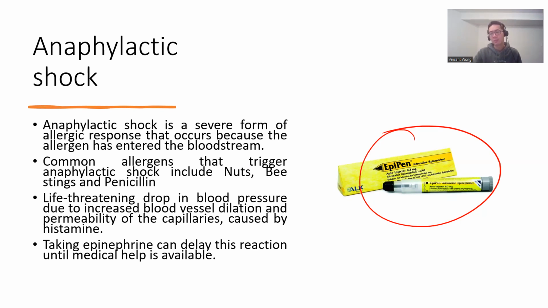EpiPens are very expensive though. And there was a shortage a couple of years back, just right before the pandemic, and people in the U.S. were coming up to Canada to buy it because there was such a shortage, which is crazy.